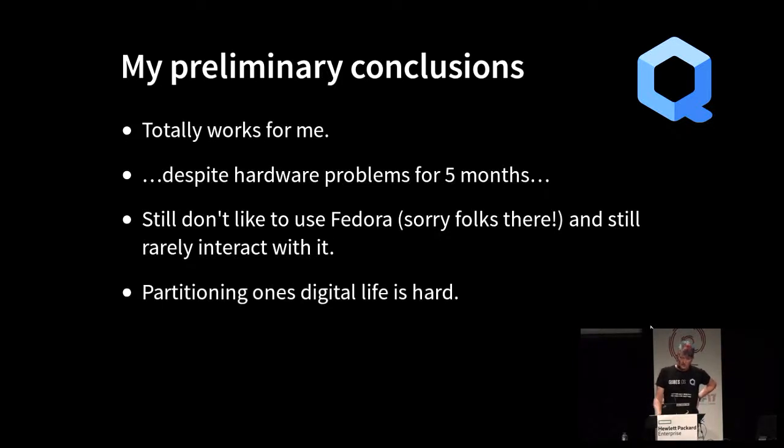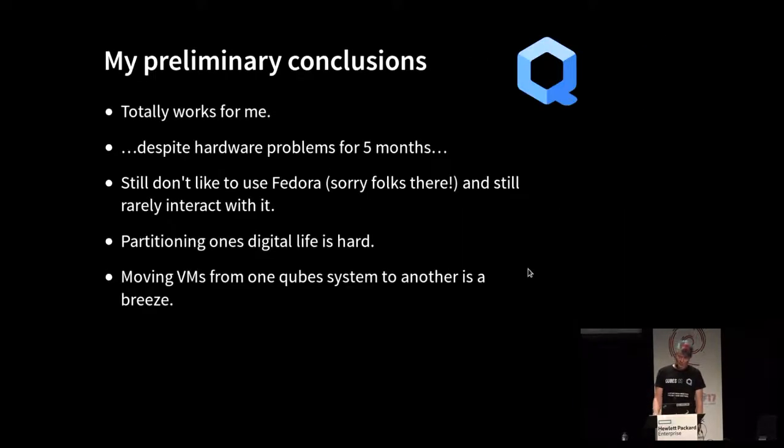And partitioning one's digital life is really hard. Like this picture I showed you from Joanna with all the VMs. I've now got 35 application VMs, and I still need more, and it's a tough question how to separate that. The nice thing is I can still do this later and not lose anything, really. And moving VMs from one Qubes system to another is really, really nice. Super useful, and super easy. So if you need to travel and don't want to take data with you.